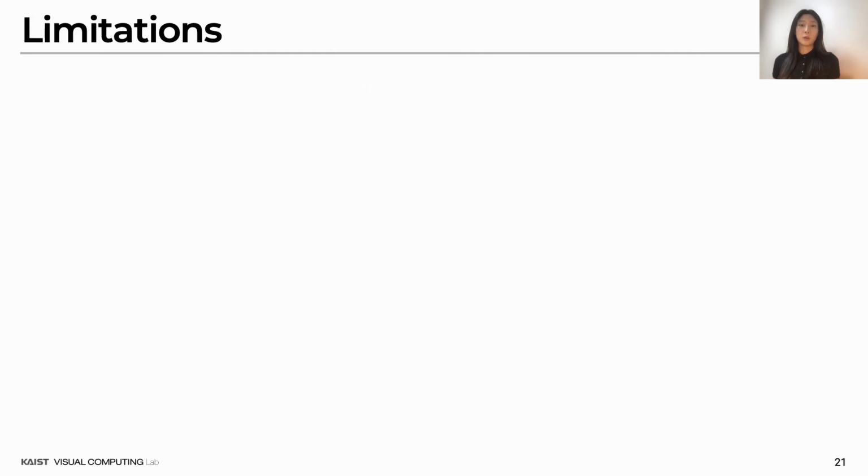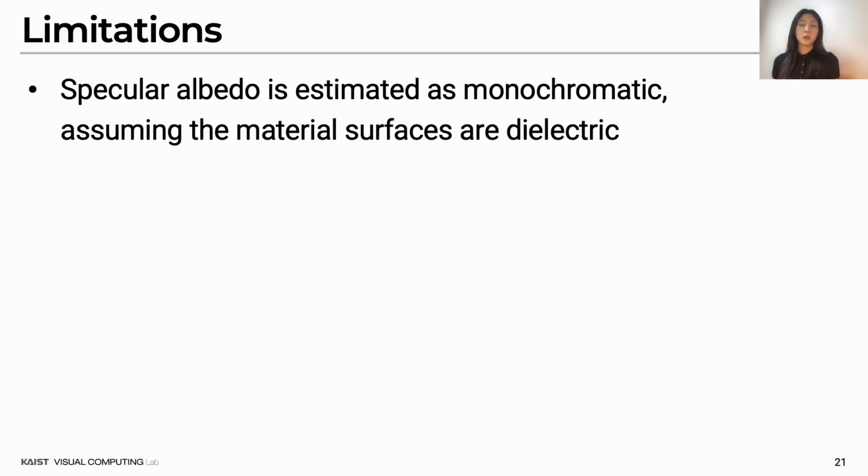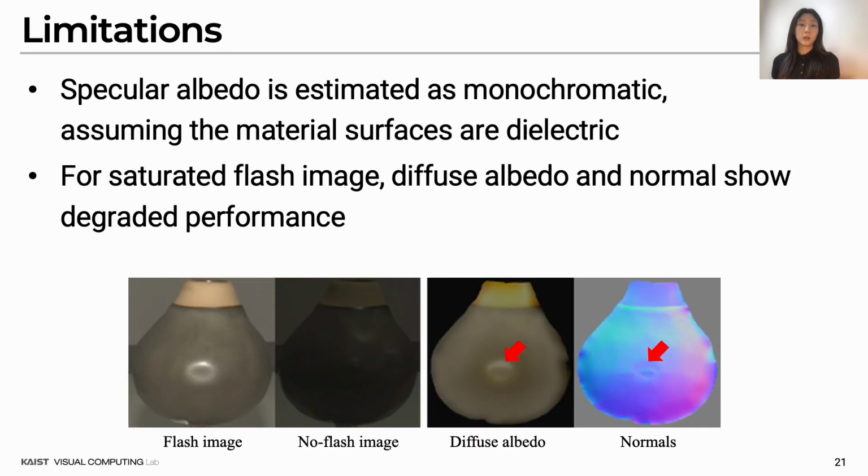Of course, our method is not free from limitations. Since we assume the material surfaces are dielectric, specular albedo is estimated as only monochromatic and has the same color as the illumination. Second, for a saturated flash image, optimized diffuse albedo and normals show degraded performance. More discussions can be found in the paper.